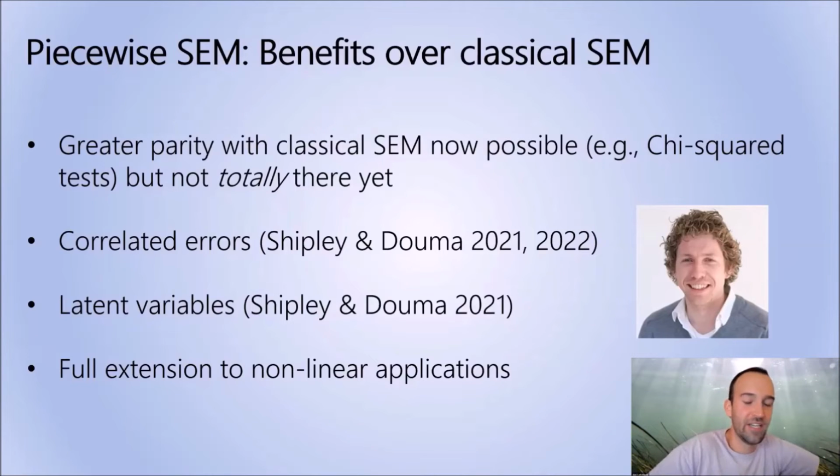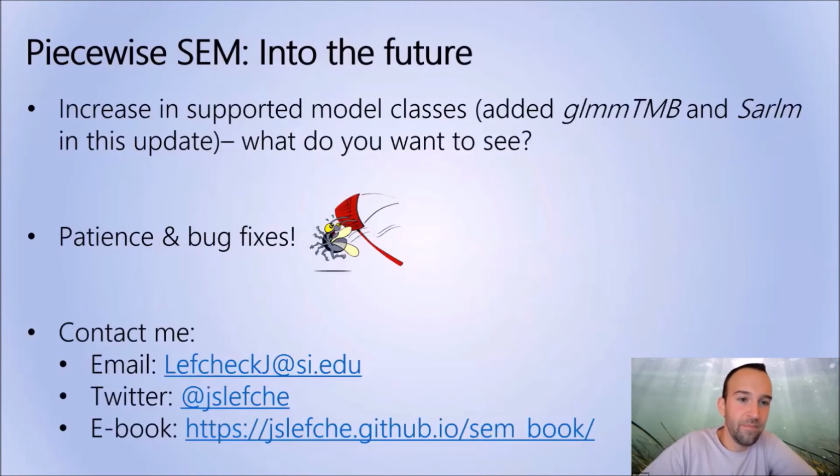And I mentioned the full extension to nonlinear applications. How do we deal with the output from GAMs? A bit of an open question. And also, again, the great benefit of piecewiseSEM is that we have the flexibility to incorporate various kinds of model classes and functions within R.